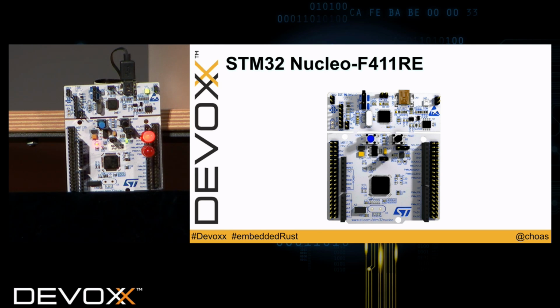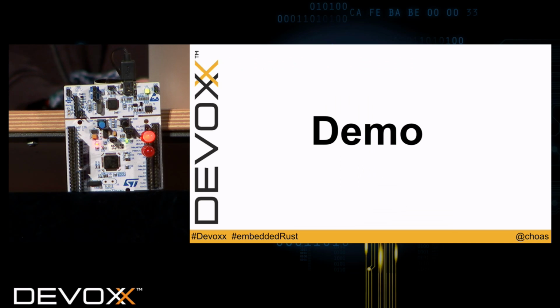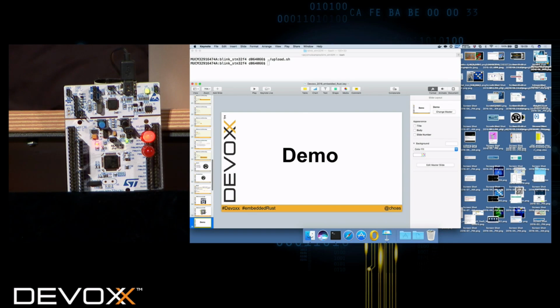Then we have, left and right, some sockets, also an Arduino compatible socket, some LEDs already on it, some buttons, and a USB connection for it. And for this example, I'm using the green LED already, so PA5, just remember A5, and PC7, C7. This is what I use for this example. So let's take a look at the demo.